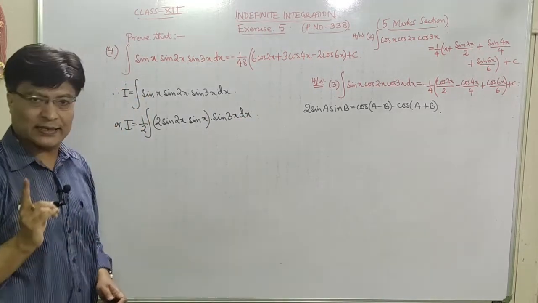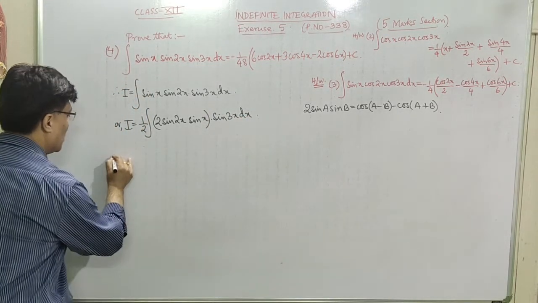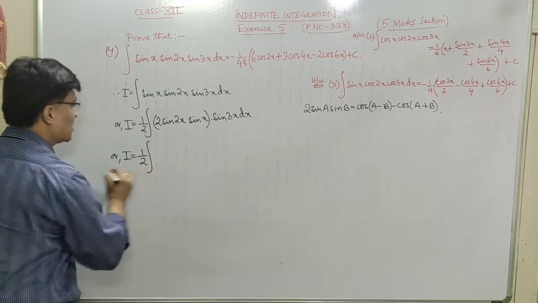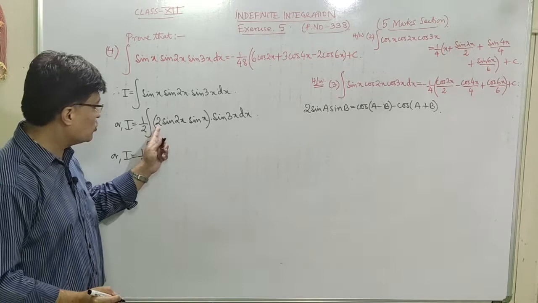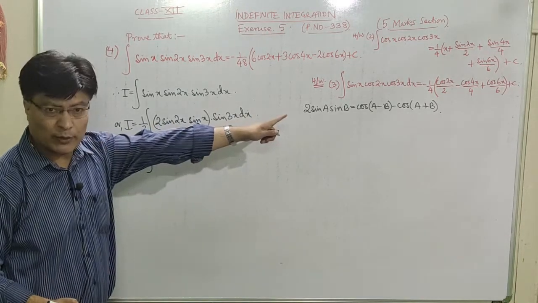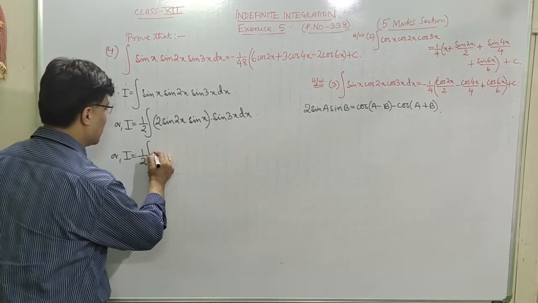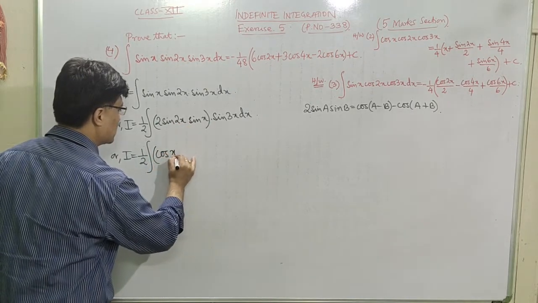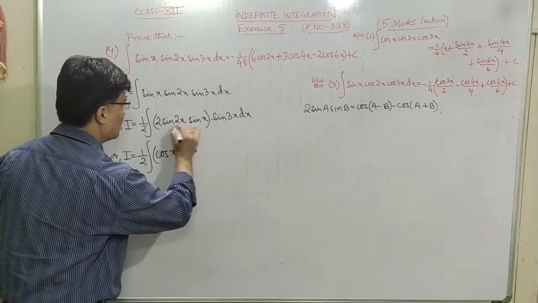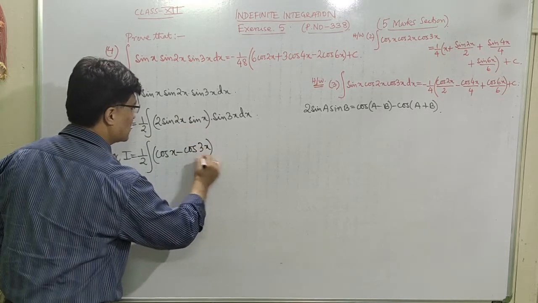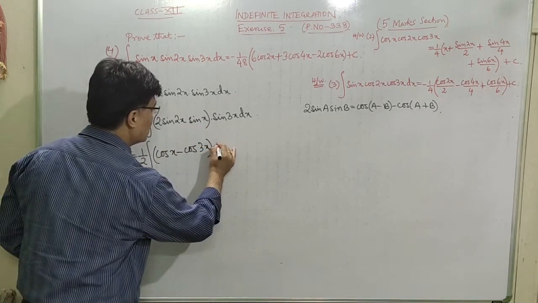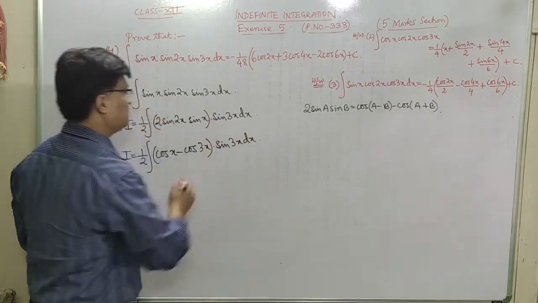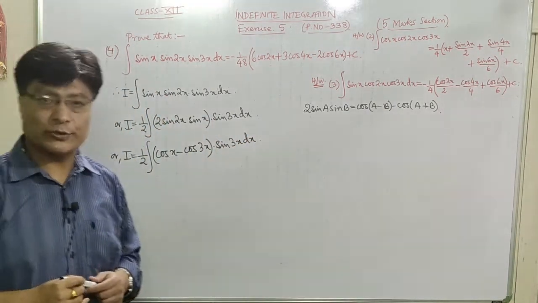dx. Is that clear? Next, I is equal to half integration of, now this is 2 sin a sin b. Let us use this formula, cos of a minus b. What is cos of a minus b here? Cos of, what is a minus b? 2x minus x is x, minus cos of, what is a plus b? This is 3x, bracket closed, into sin 3x dx. So I think you have understood it.